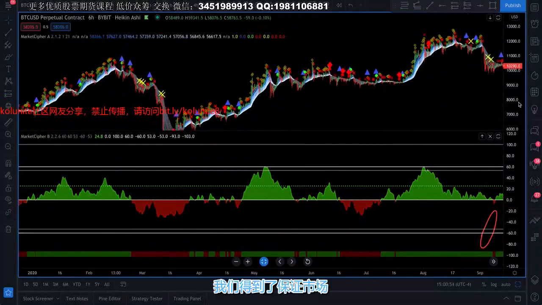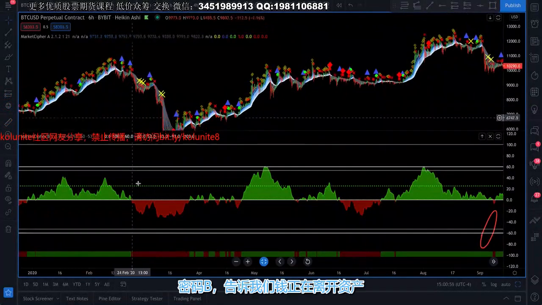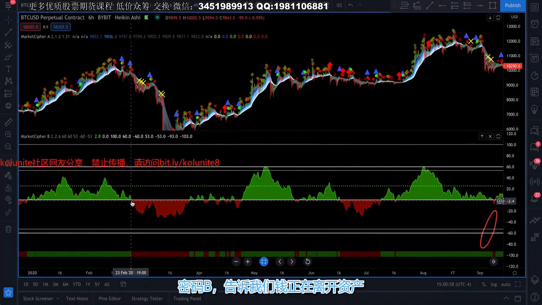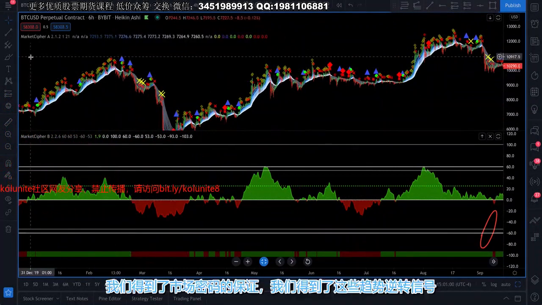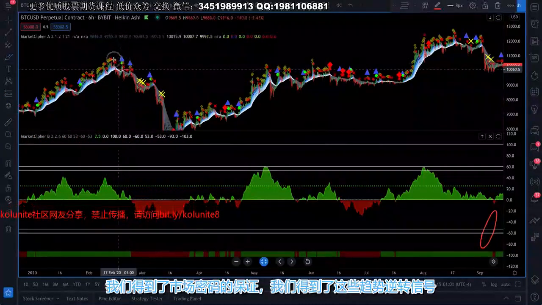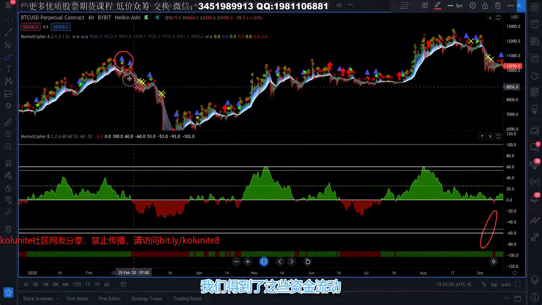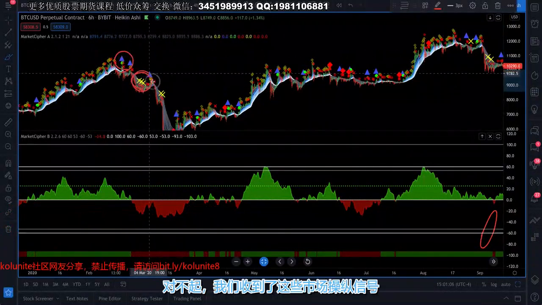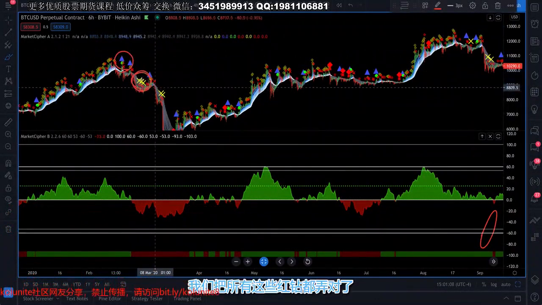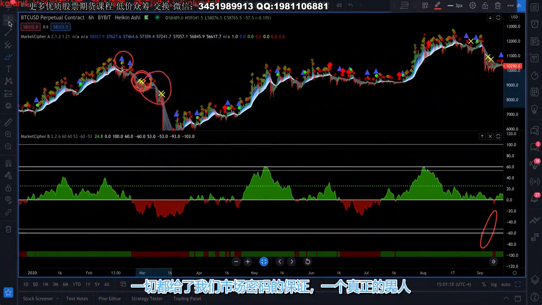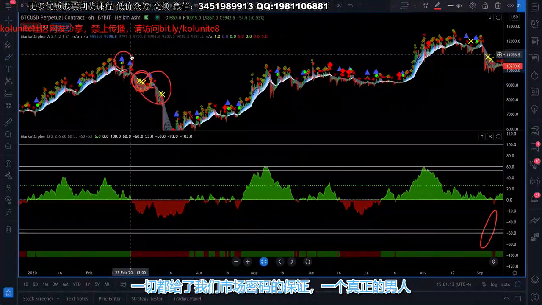And again, we're getting the reassurances. Market Cipher B is telling us money is leaving the asset. We're getting reassurances on Market Cipher A. We're getting these trend reversal signals, these market manipulation signals. We're getting all these red diamonds, right? Everything is giving us reassurances on Market Cipher A.